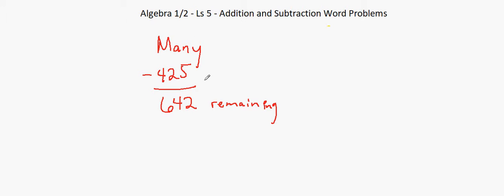Now, to solve for many, how do we solve? Are we missing the biggest number in a subtraction, the middle, or the smallest? The biggest. And it's going to need to be well bigger than this so that it can fit under here in the difference, even though I subtracted. So how do we solve for the biggest number in a subtraction problem? We actually have to add the other two numbers. And that will come out to 1,067.